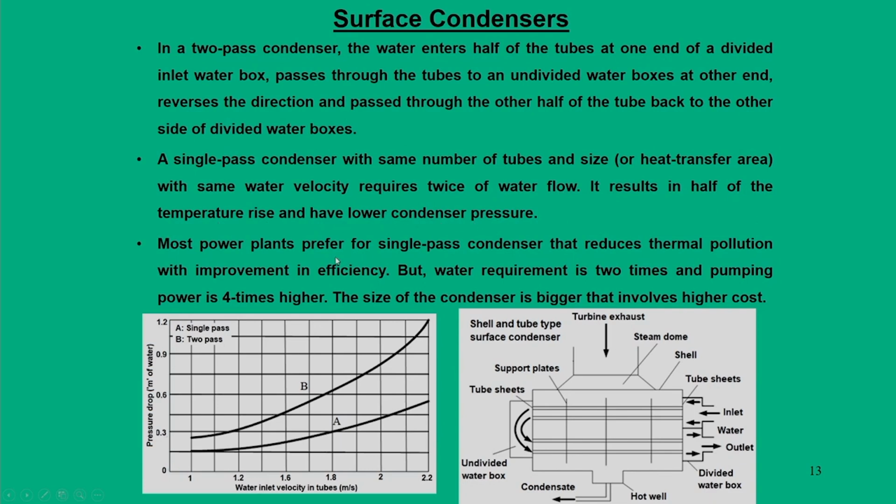That is the reason in many cases power plants prefer a single pass condenser when the requirement of limiting thermal pollution is essential. But in terms of water requirement and pumping requirement, we generally prefer 2 pass condensers, because single pass condensers involve higher cost. So a balanced approach in the number of passes essentially decides the size and cost of the condenser.